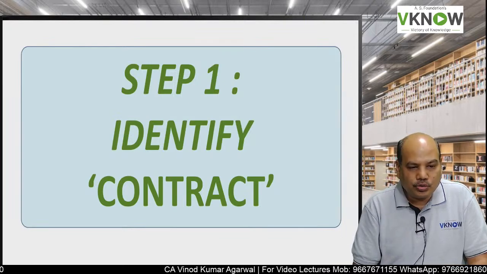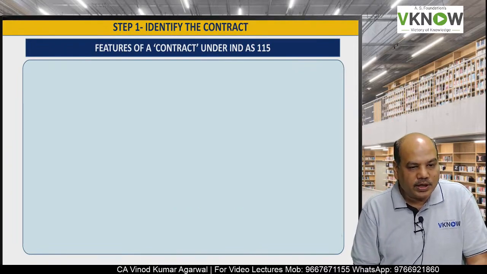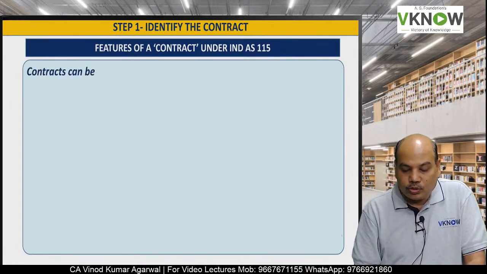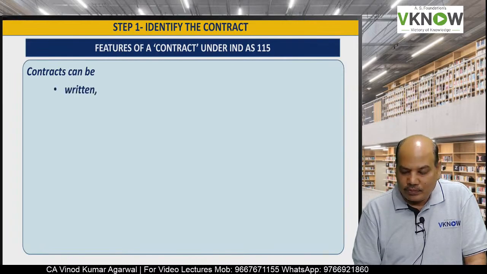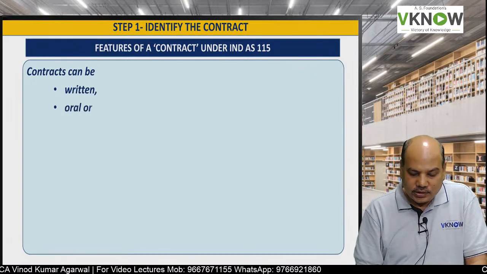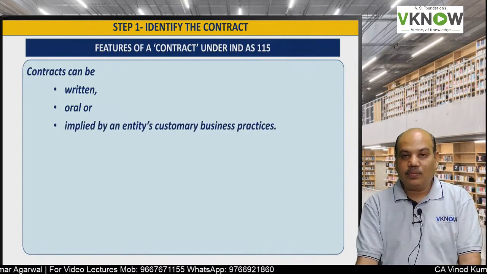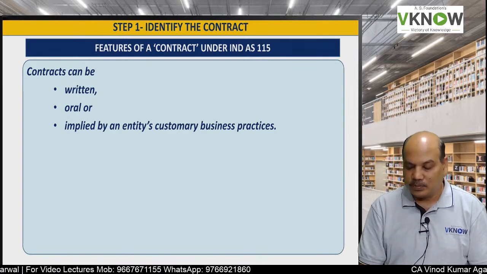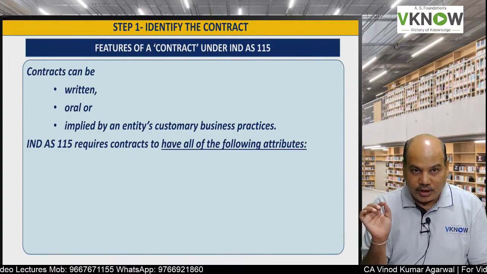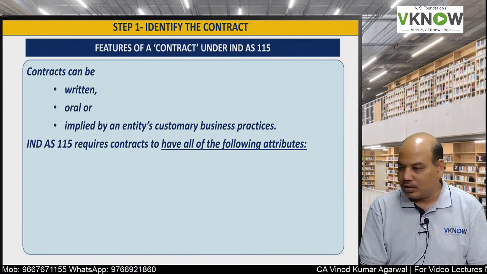Step 1 is to identify the contract with the customer, because the name of the standard itself is revenue from contract with customer. So what are the features of a contract? Under IND AS 115, the contract can be written but not necessarily. A contract can be oral also, or sometimes the contract can be implied by an entity's customary business practices. So oral, written or implied. As per IND AS 115, it requires that a contract should have all the following attributes.